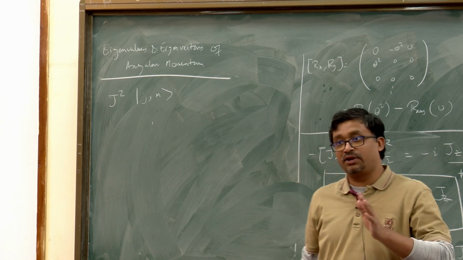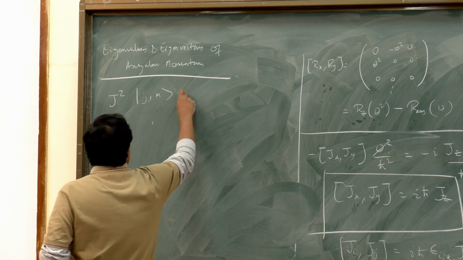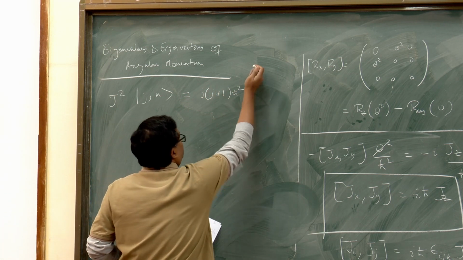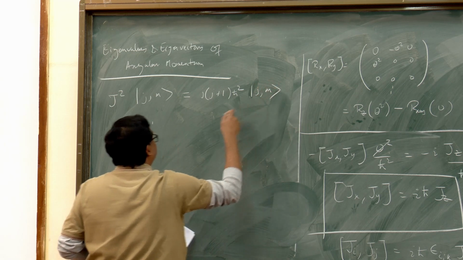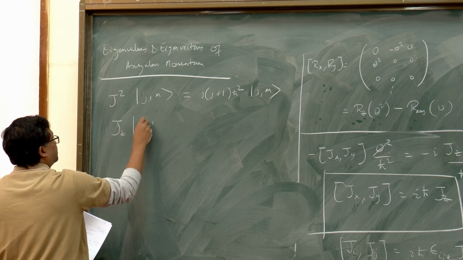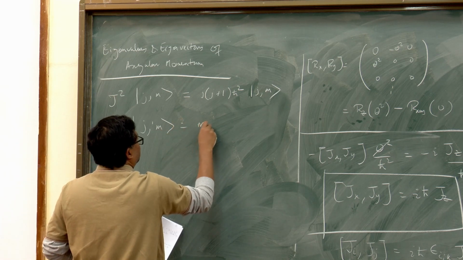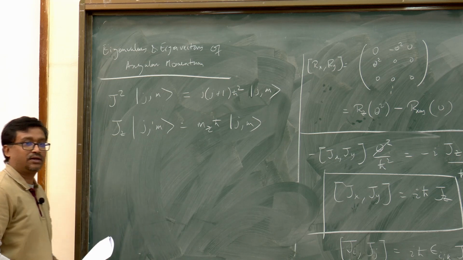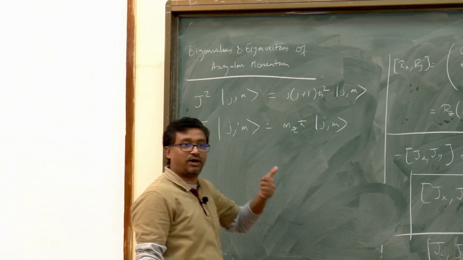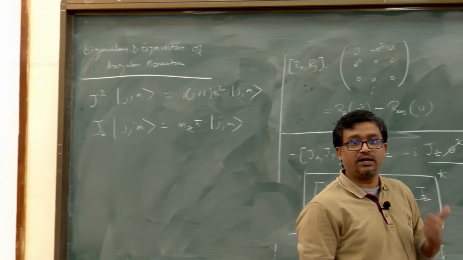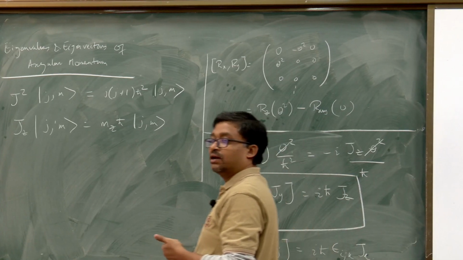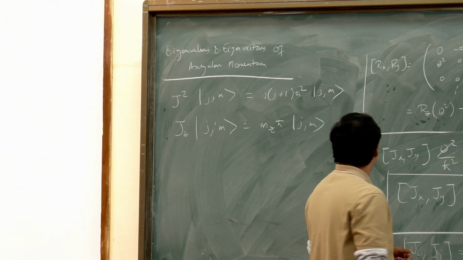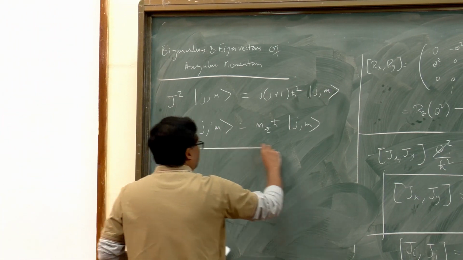What is the J square operator? We will also come to that. That operator gives j into j plus 1 h bar square times the ket |j m>, and if you have Jz operating on |j m>, it is equal to m h bar |j m>. So you have two operators, J square and Jz, and the eigenvalues are j into j plus 1 and m, right, and we will try to derive these relations. That is our final answer, what we are seeking.